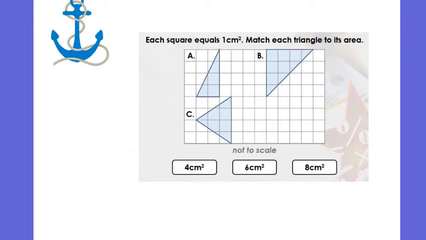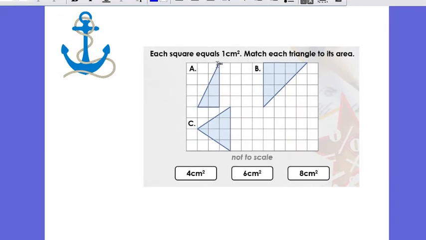So first anchor question. Each square equals 1 centimetre squared. Match each triangle to its area. So knowing that, we can just go through. So here, 1, 2 whole squares. Then we're going to start to match, okay? I can see that this shape, if I was to flip it round, would make a whole square, that's 3, and then this small part would fit into this gap here, okay? So I can see that would be A, 4 centimetres squared.